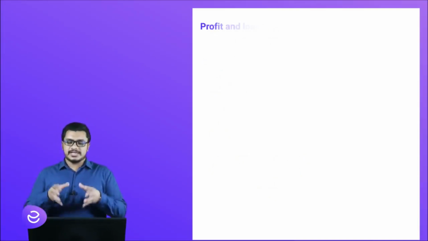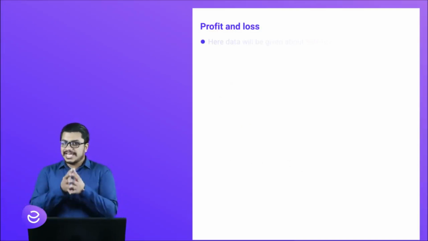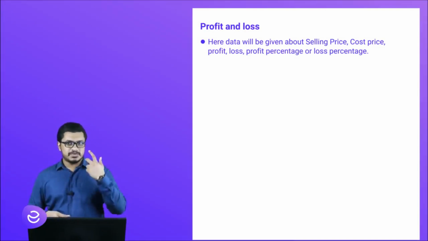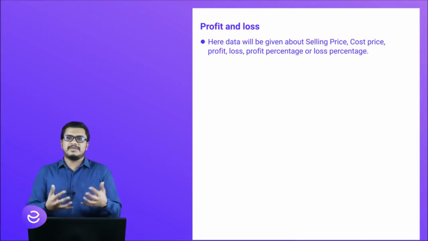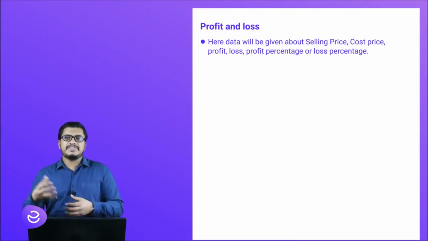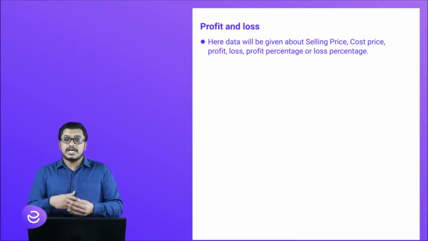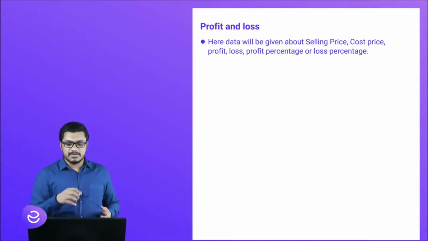The next area is profit and loss. How to find profit and loss if you are given certain elements. Here data will be given about selling price, which is SP, cost price, which is CP, profit, loss, profit percentage, loss percentage. Data will be given on any of these, and then sometimes they will ask about profit, sometimes about loss, sometimes the selling price, sometimes the loss percentage. They might ask anything.